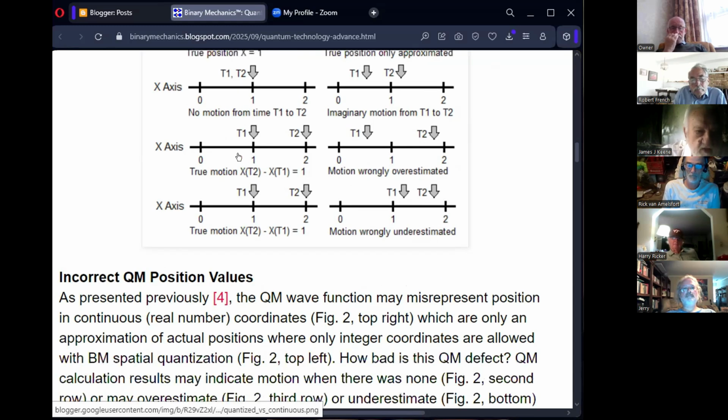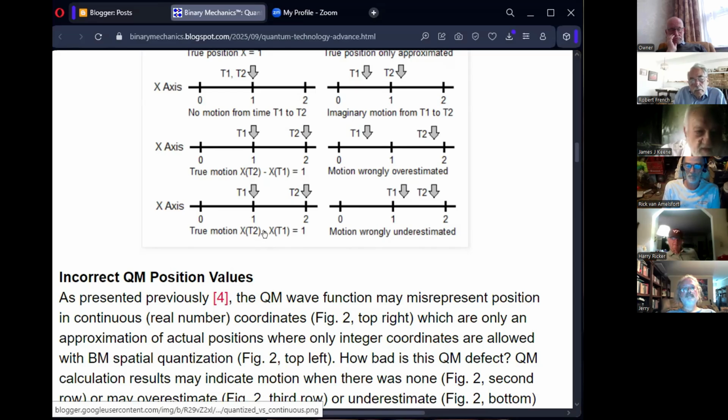Let's go down here to the 3rd row. Here we have true motion equal to 1 unit of length from time 1 to time 2. But here we are going to wrongly overestimate the amount of this motion. As you can see, the distance between this arrow measurement and the time 2 measurement is greater than 1 unit of length, shown here on the left. Similarly, I think you're getting the idea now of how to interpret this perhaps a little bit cryptic illustration.